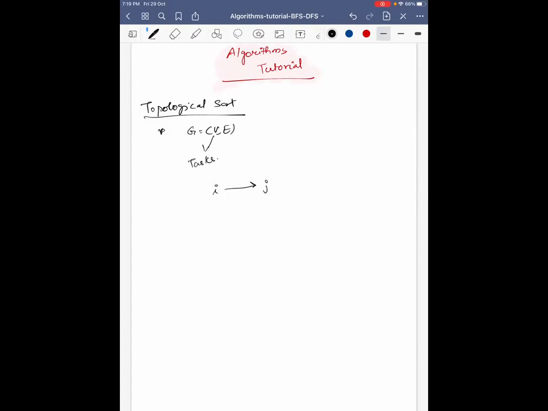Right. So can you tell me an algorithm for topological sorting? Yes, sir. I was thinking of using BFS. Okay. After doing BFS, we have a tree, and what we can do is partition the tree into paths.